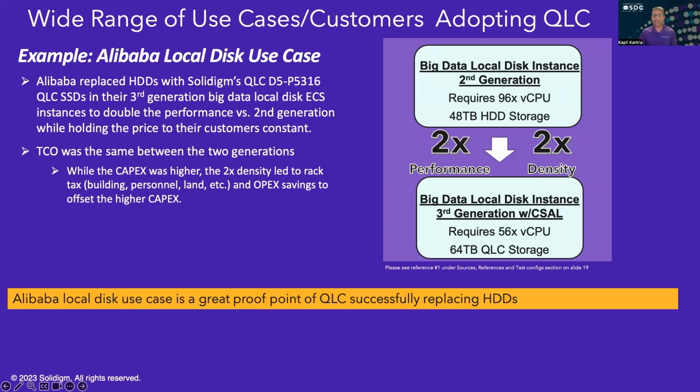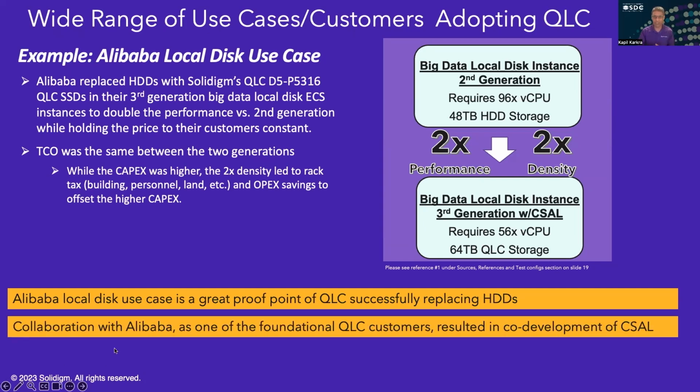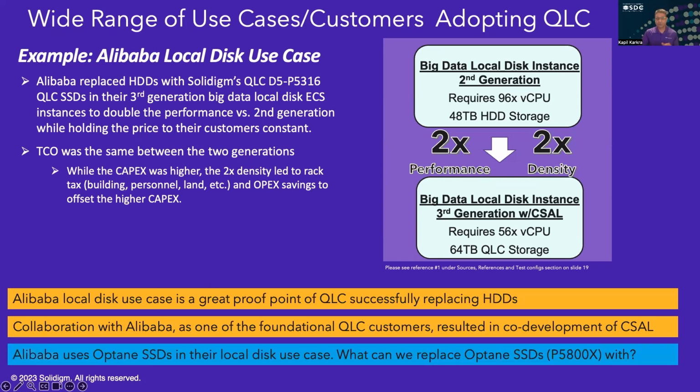So there are two things that we got from this deeper collaboration with Alibaba. One, it was a great use case for QLC replacing HDDs. And second, we co-developed this cloud storage acceleration layer with them. But Alibaba's local disk use case uses Optane SSDs as the write buffer cache in front of the QLC. It is an O plus Q use case, Optane plus QLC use case.